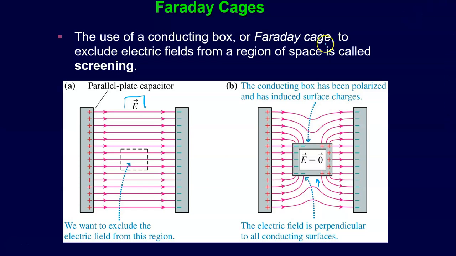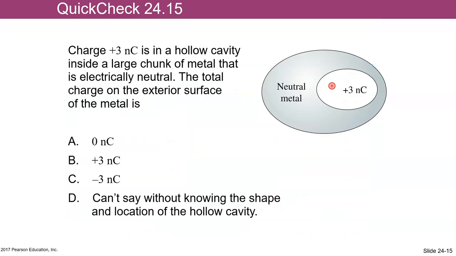But now let's do maybe an exercise here. So here's a kind of problem you can do. A charge of 3 nanocoulombs is put inside a cavity inside a hollow chunk of metal that is electrically neutral. The total charge on the exterior surface of the metal is what? And so this is something that's sort of going to make us think about how conductors work. So give this a go, and we'll talk about this in a second.